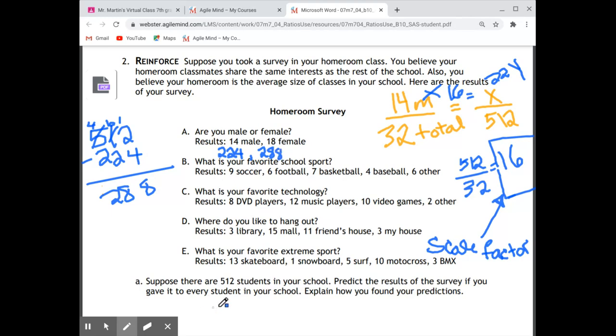All right. Does someone else know a different way we could have found the number of females? Could we have used our scale factor to find the number of females? Could you multiply the number of females by your scale factor? You are 100% correct, Rachel. Great job. So if we do 18 times 16, and we put that in our calculator, what do we get?